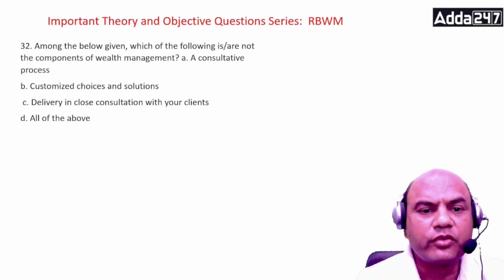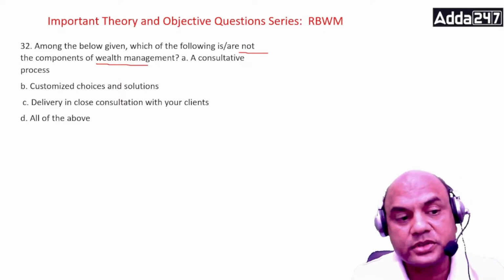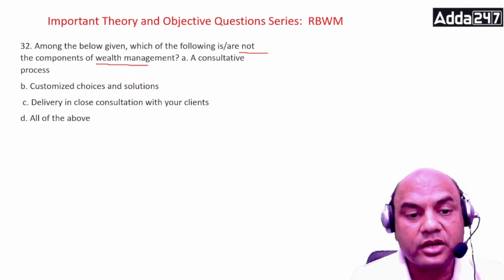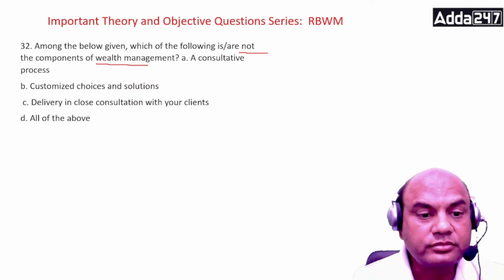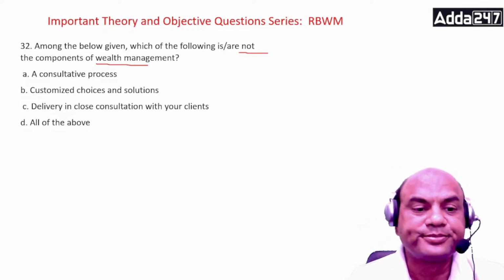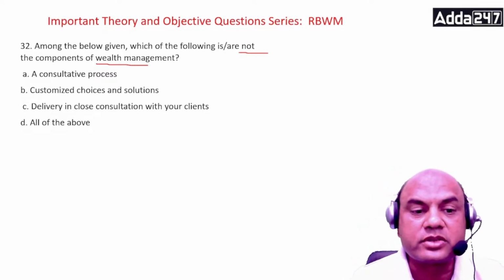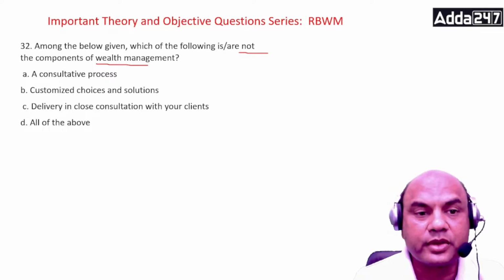Among the following, which of the following given below is or are not, look at this, not the components of wealth management? Not the components of wealth management. A consultative process, customized choices and solutions, delivery in close consultation with your clients, and all of the above.